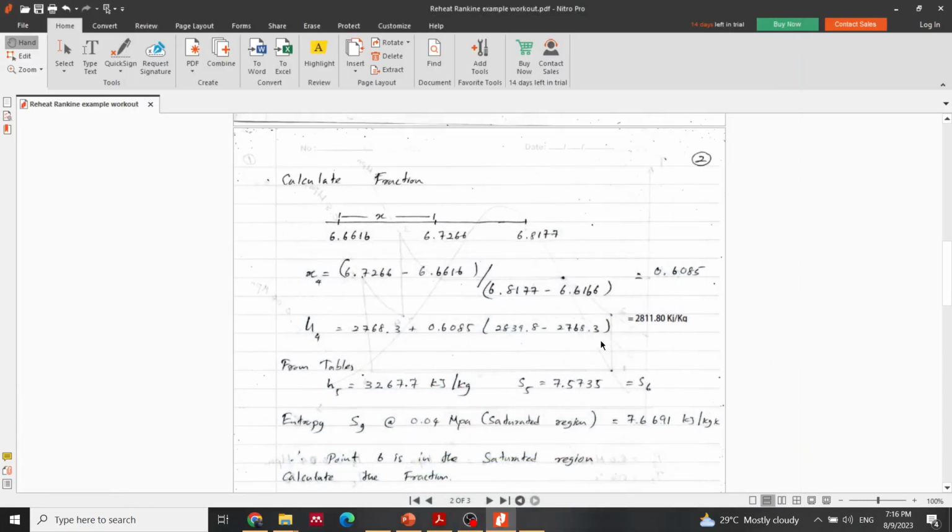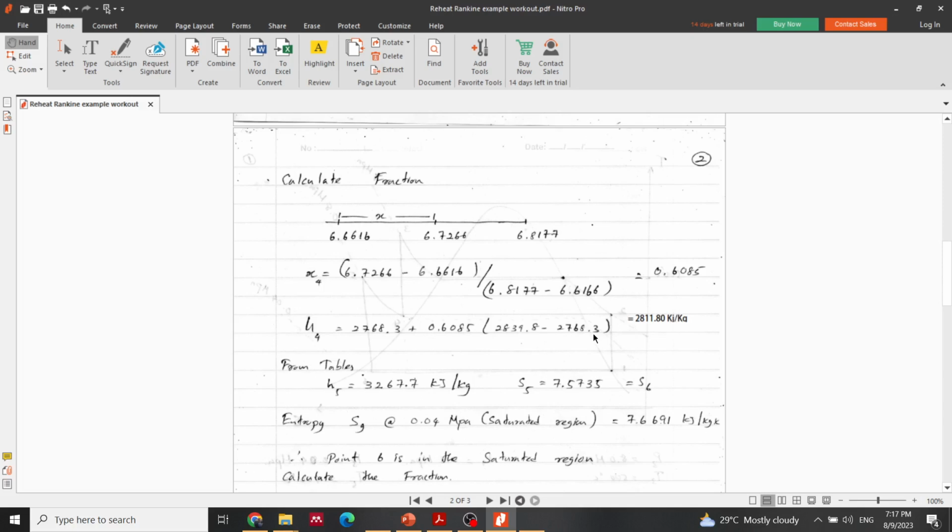I forgot to calculate the h4 value. Right now you need to calculate this one. Instead of calculating, I may get h4 equal to 2768.3, but h4 should be 2811.8 kilojoule per kilogram. So you have to take the h4 value as 2811.8. So far we have found the h3 and h4.